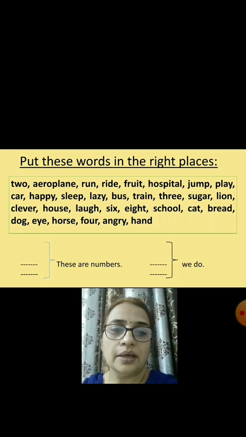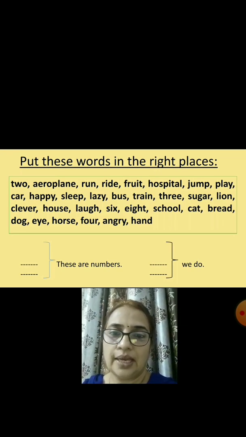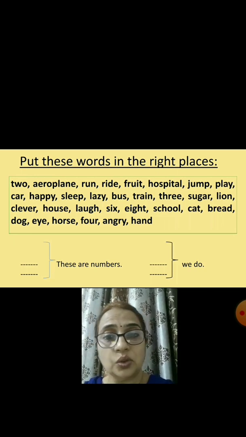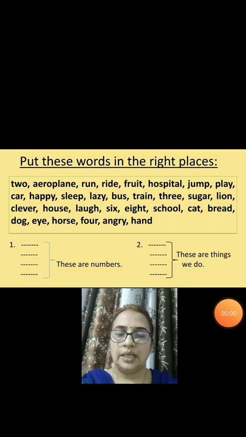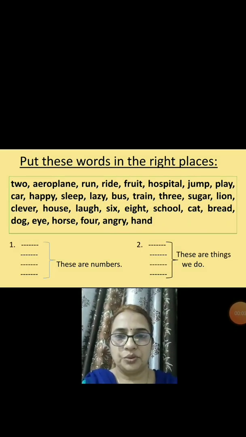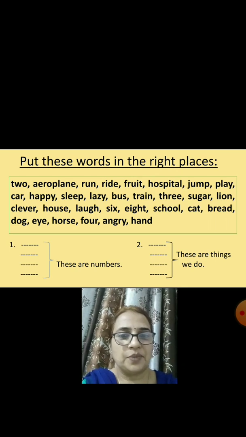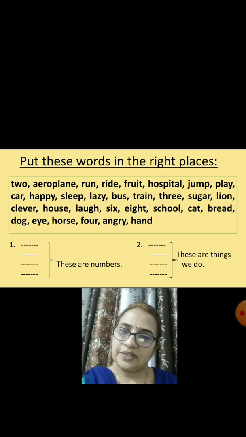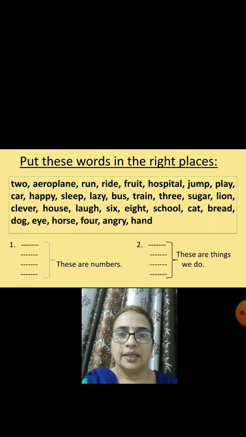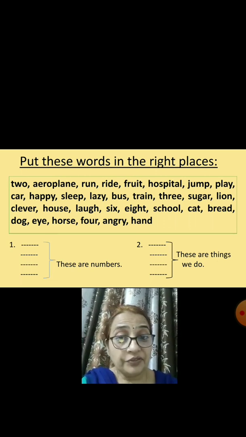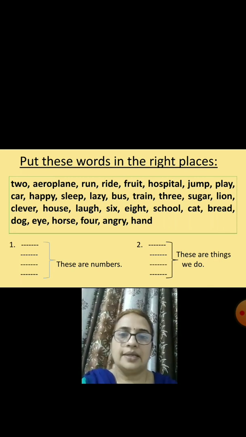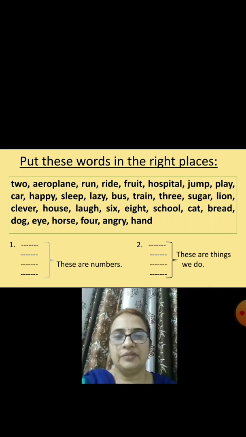So these are mixed types of words given here. And the activity for you is that below the list of words they have given us clues. Now you can see number 1 and 2. There, four blank spaces are given. Now we have to put the words there. So the activity is very simple, isn't it? These are numbers. Now what we have to do? You have to find out the number names in the list and write them down in the place given below.